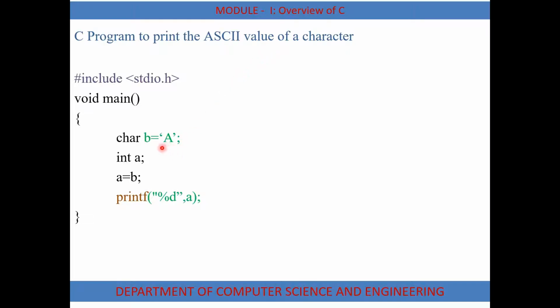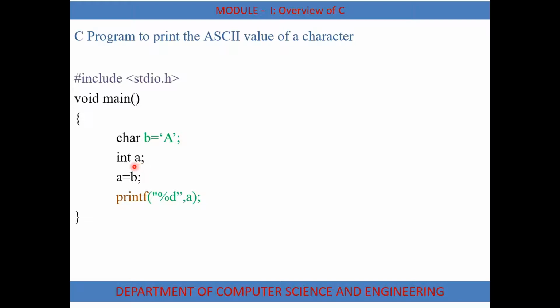Let me consider the character as letter A. So the character is declared within the single quote. Its data type is char. So this initial character is assigned to another variable b. Now the variable b has the value A. Then int a, another variable, because we need to display its integer value.